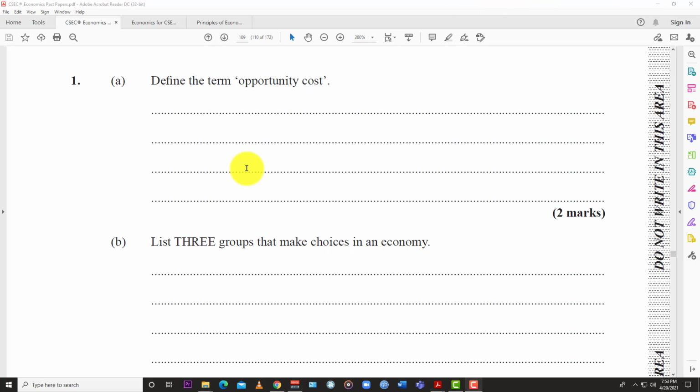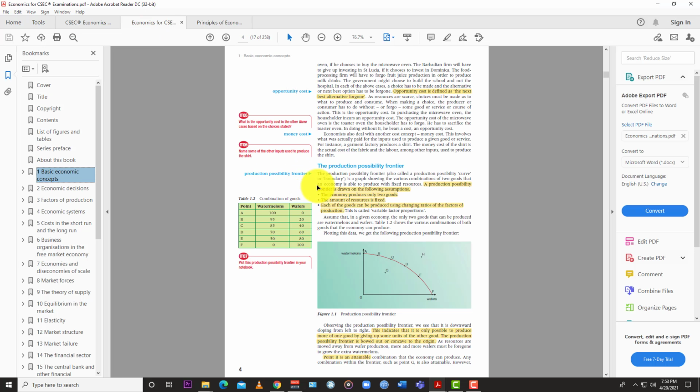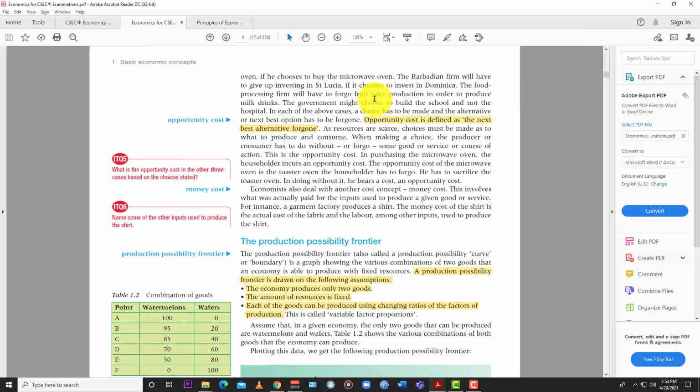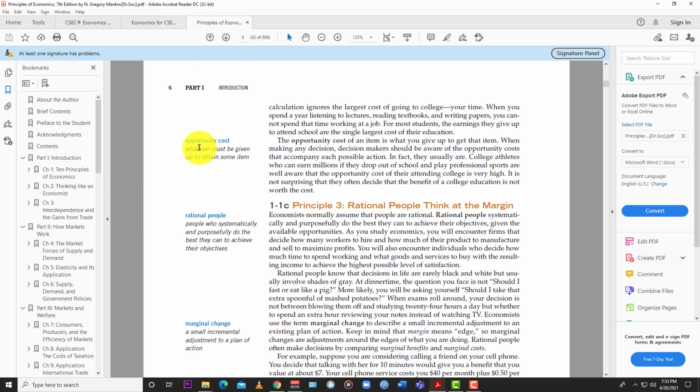So the first question: define the term opportunity cost, 2 marks. We can use a range of definitions. The textbook has it here: opportunity cost is defined as the next best alternative. Put another way, the opportunity cost of an item is what you give up to get that item.